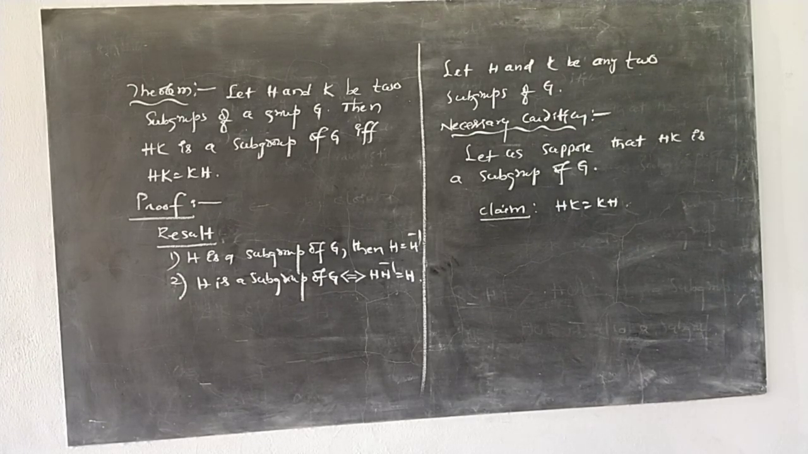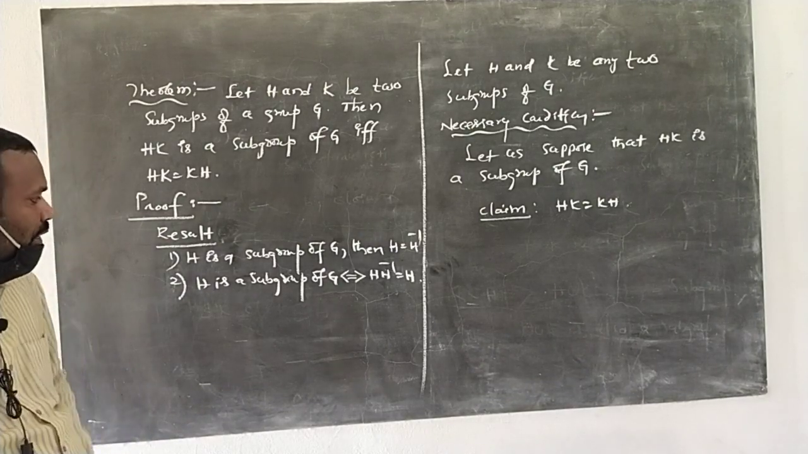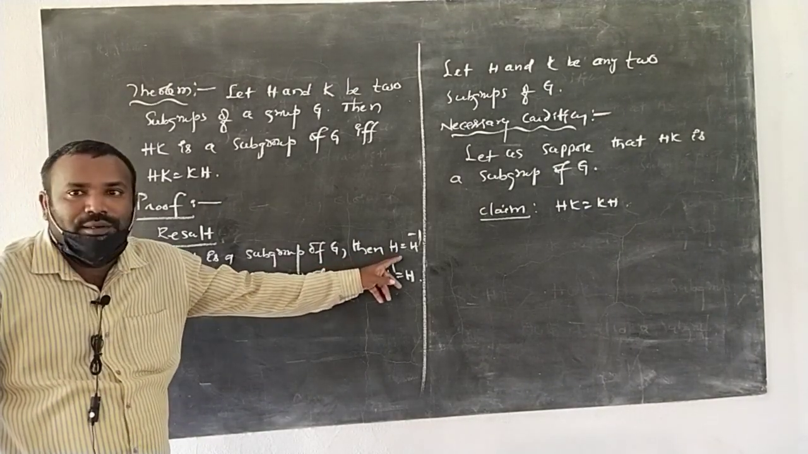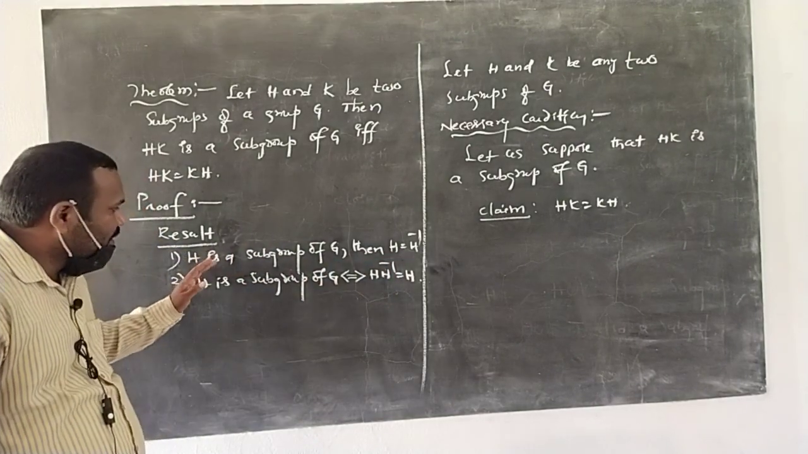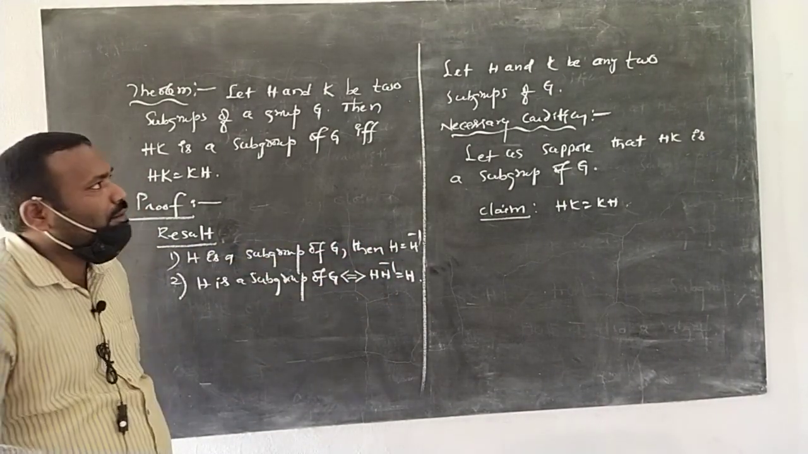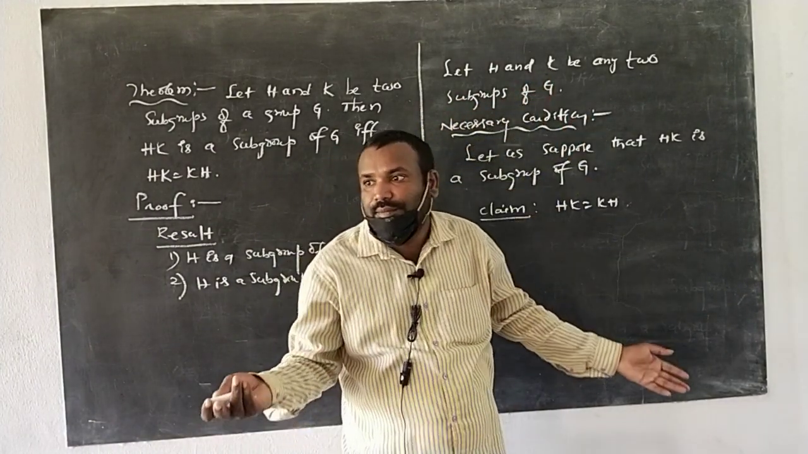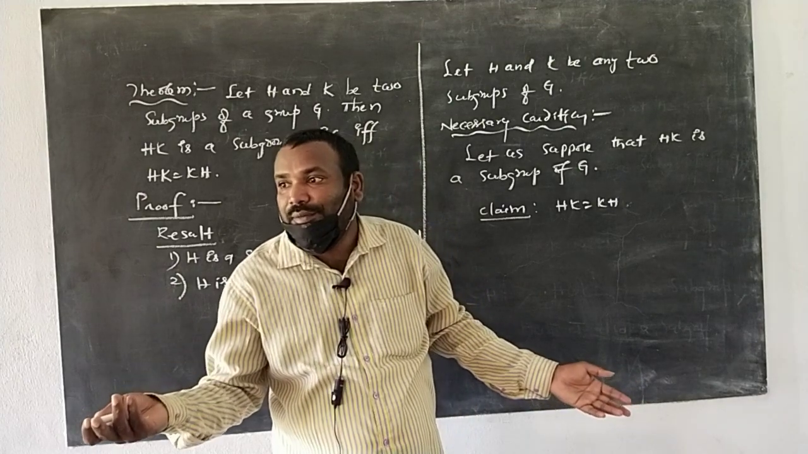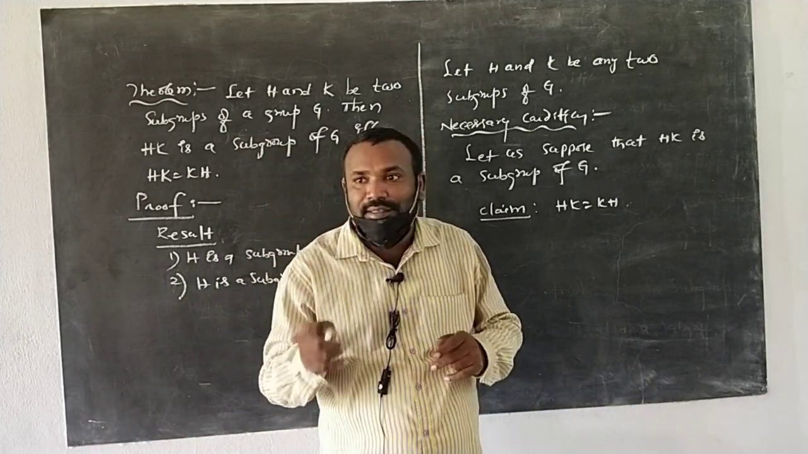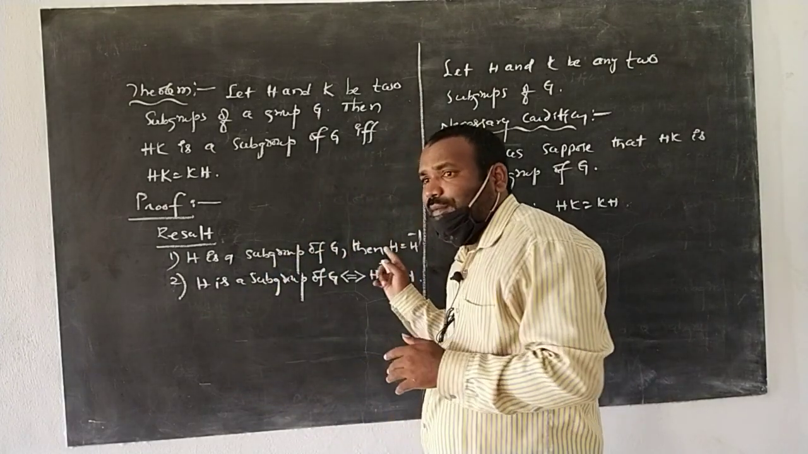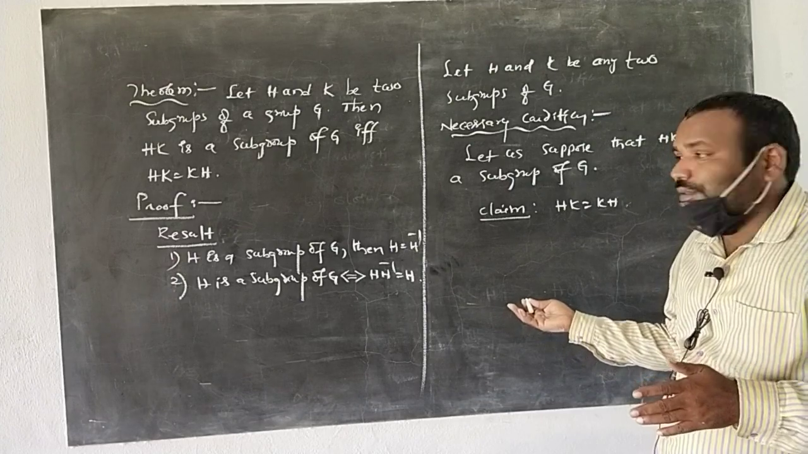Okay, you look at this. If H is a subgroup, then H equal to H inverse. Okay? If H is a subgroup, we can write H equal to H inverse. Then K is also a subgroup. Then K equal to what? K equal to K inverse. Here K is also a subgroup, so we can write K equal to K inverse.